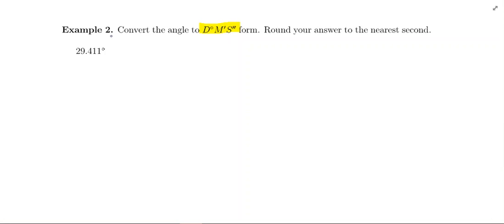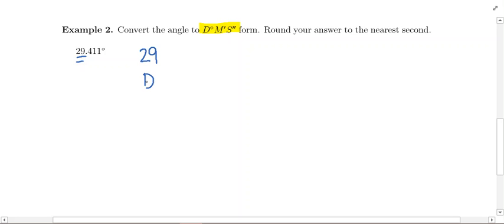So when you look at the decimal degree version, if you just read it to yourself, 29.411 degrees, you've got 29 whole degrees, and then you've got some change left over, and that's the 0.411. So immediately you can write down that 29 is going to be the D part. There are 29 whole degrees, and then there's part of another degree, the 0.411, and that is what we are going to convert into the minutes and seconds part.